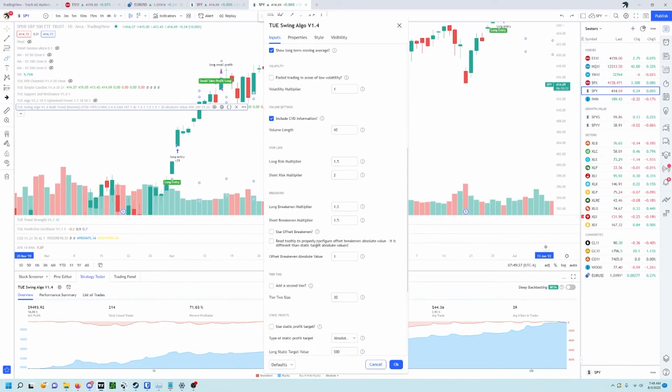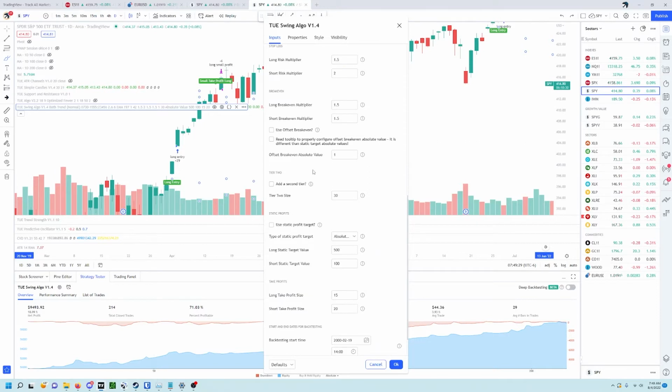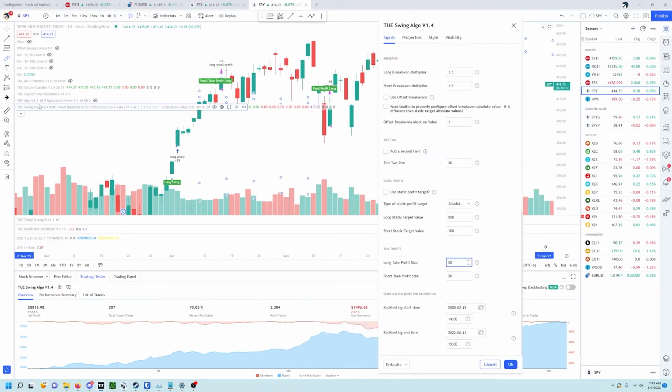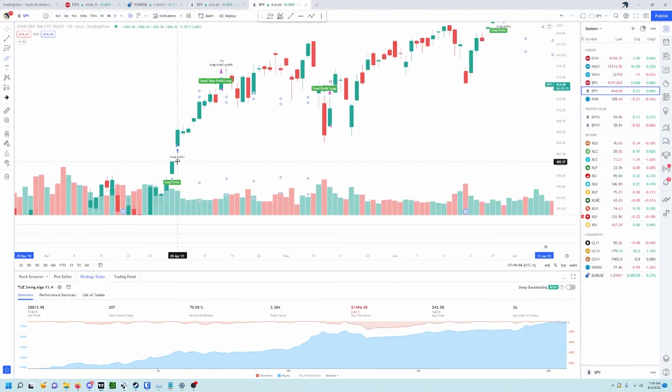So we'll go back to here. The only thing that you adjust with this is the size. And this is in percentage. So if this said, for example, 50, okay, it takes off 50% of your initial size.